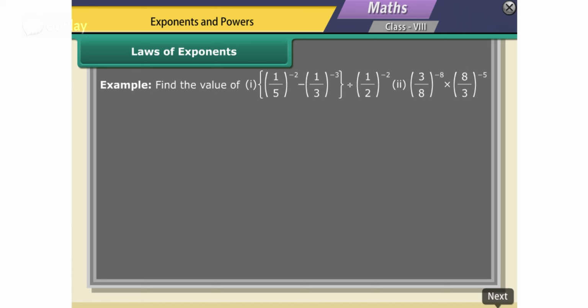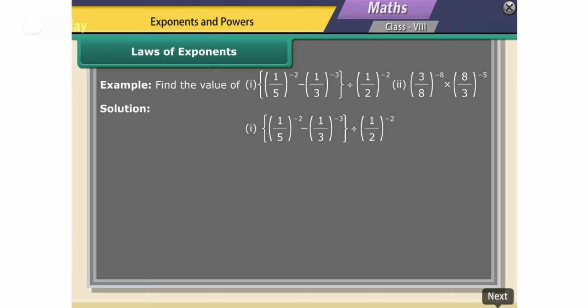Example. Find the value of: 1. (1/5)^(-2) minus (1/3)^(-3) divided by (1/2)^(-2). 2. (3/8)^(-8) into (8/3)^(-5).